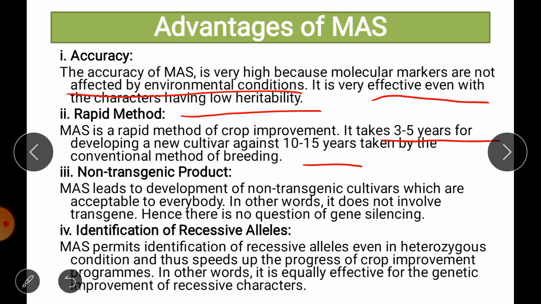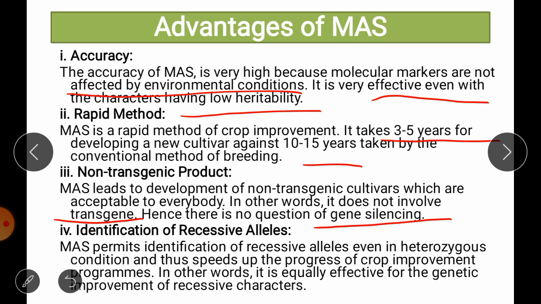Then non-transgenic product: whatever varieties are developed are non-transgenic because they do not contain a transgene. Here we are using the marker only for making selection. So we are not incorporating any foreign gene in the final product, so there is no question of gene silencing.